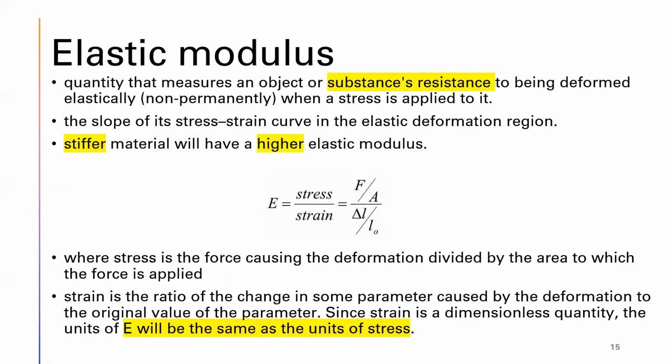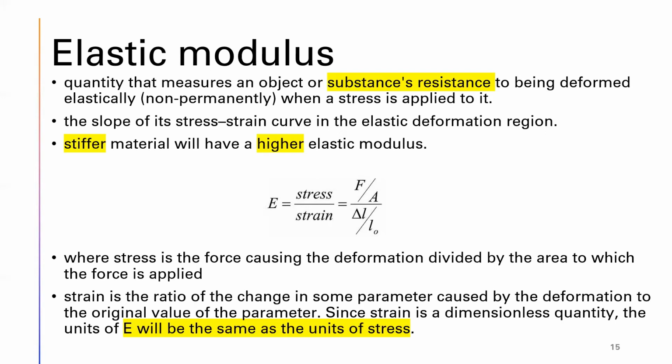Elastic modulus is the quantity that measures an object or substance's resistance to being deformed elastically, non-permanently, when a stress is applied to it. Just now I explained that the gradient or the slope of the stress-strain graph is the elastic deformation region. So a stiffer material will have a higher elastic modulus.